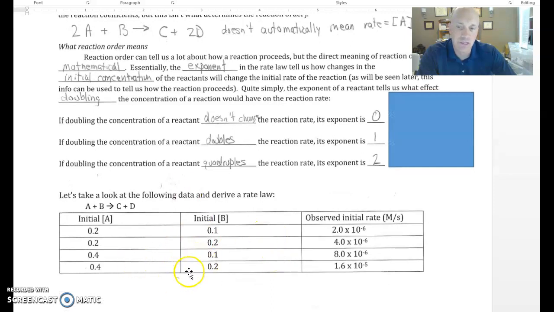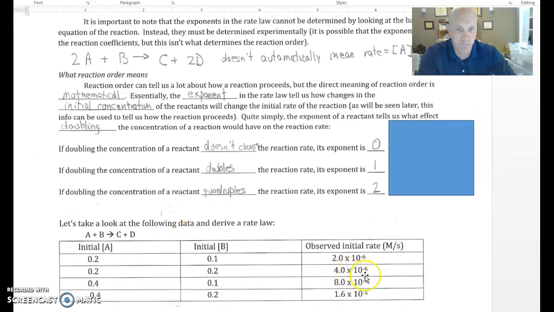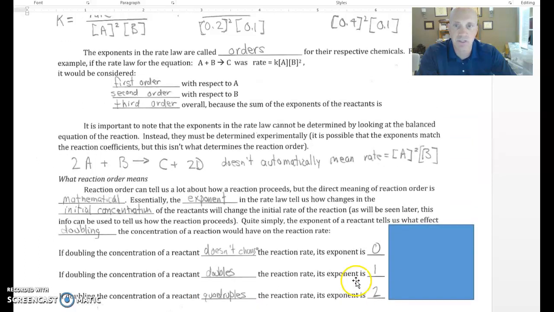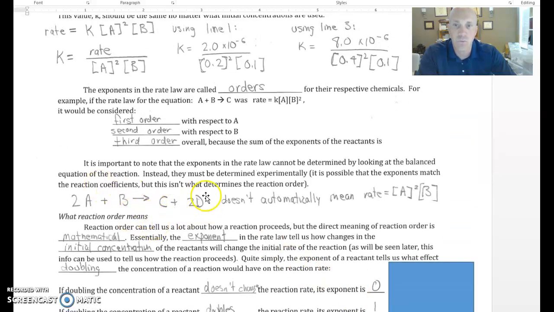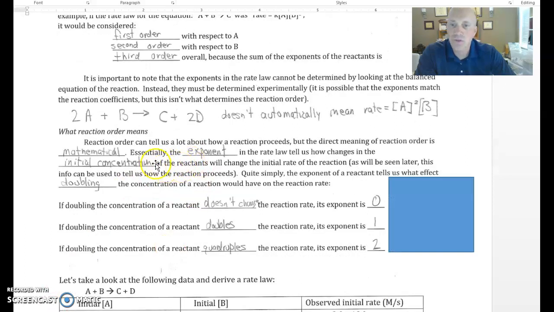And that experiment is the type that you see down here, where you just set up a bunch of different trials where you're changing the initial concentration of the starting materials and measuring the initial rate. Based on the results of this experiment, we can use that to figure out what those exponents are. So what are those exponents? They're essentially just a mathematical description of how changing the initial concentration changes the initial rate.